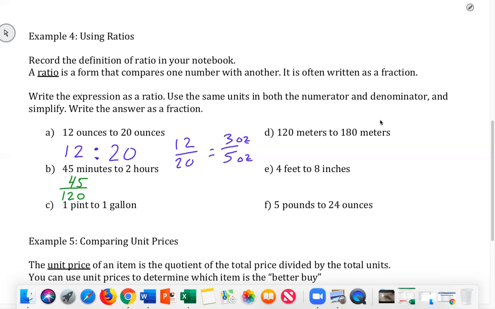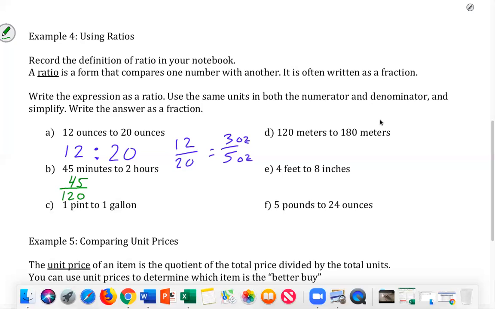Well, I like to take the bigger units and make them smaller, so I'm not dealing with fractions or decimals. If I take 45 minutes and make it into hours, it's going to be 0.75 hours. Even though at the end I'll get the same thing, it's just not as clean. So I'll take the hours, which are my bigger units, and make them into minutes. So 45 over 120.